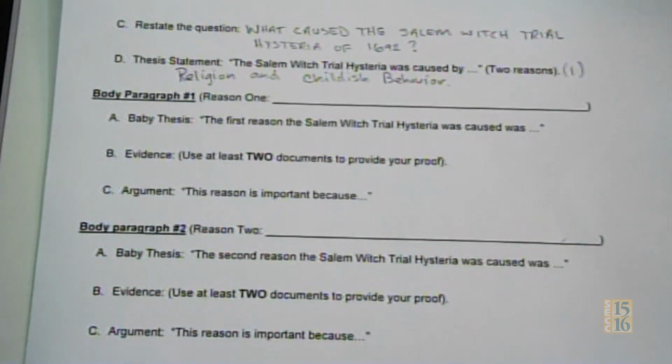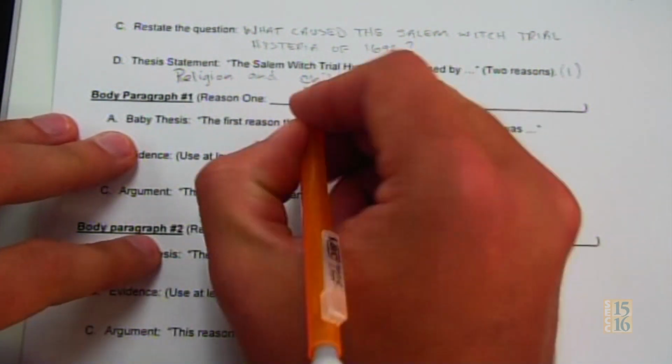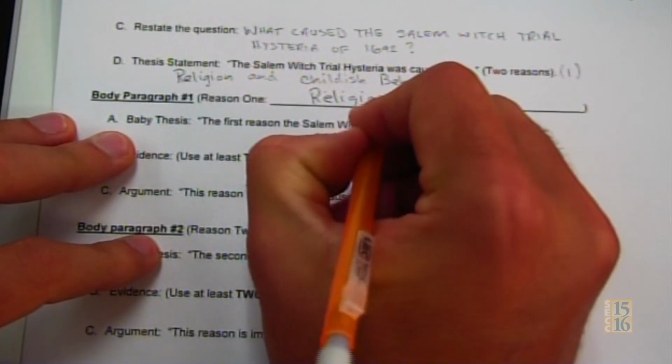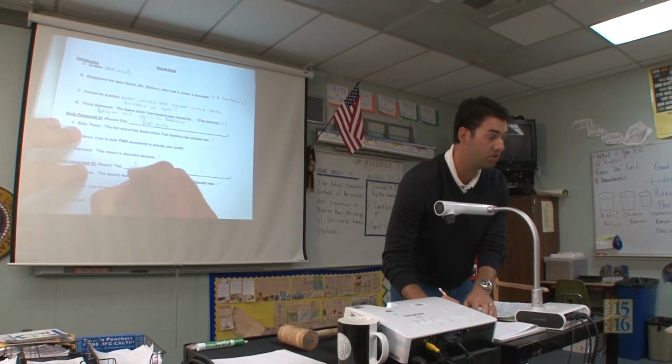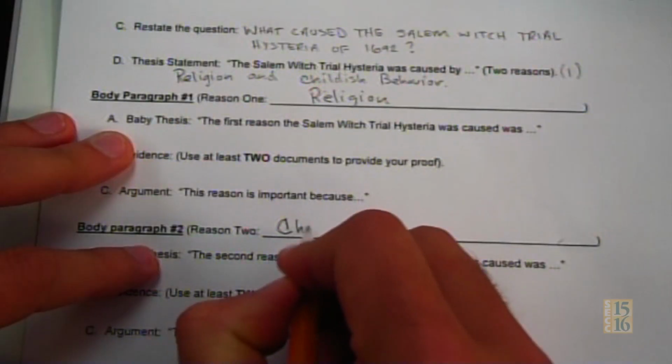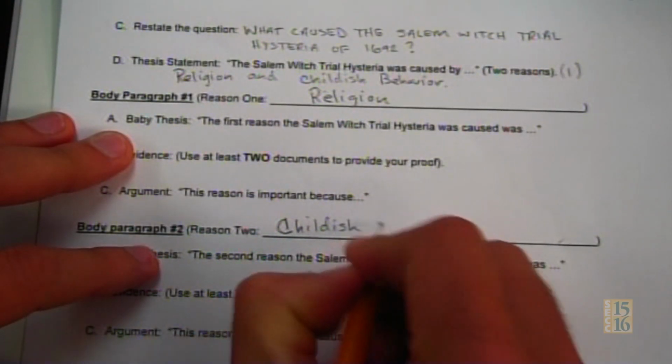Take reason number one, okay, and write it right here. Okay? Religion. And reason number two, whatever your second reason is, write it down here for the second body paragraph. Childish behavior.